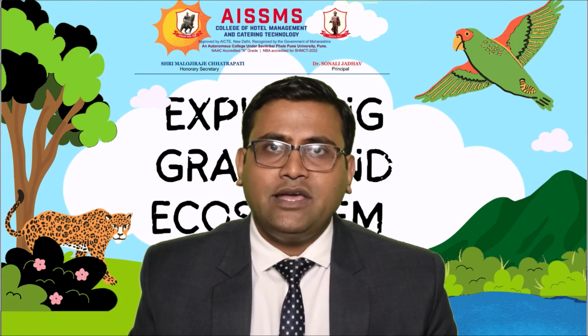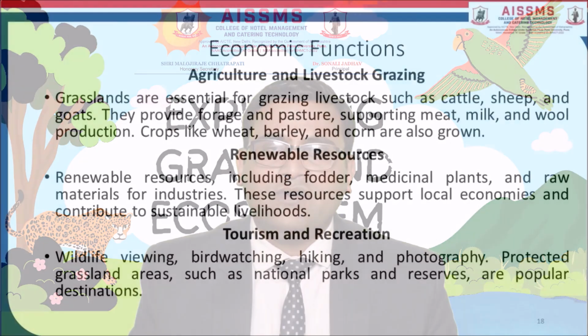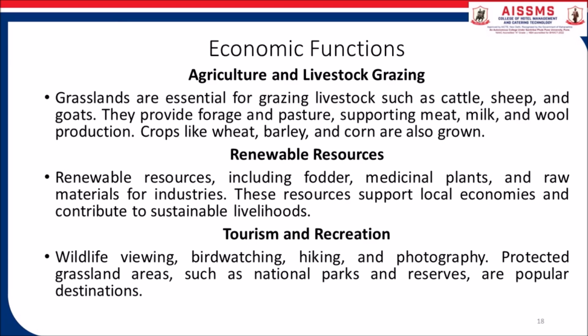Next one will be economic function. First economic function will be the agriculture and livestock raising. Grasslands are essential for agricultural production, particularly for grazing livestock such as cattle, sheep and goats. They provide forage and pasture. It also supports meat, milk and wool production.